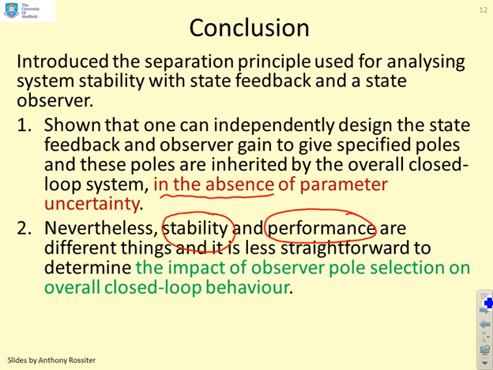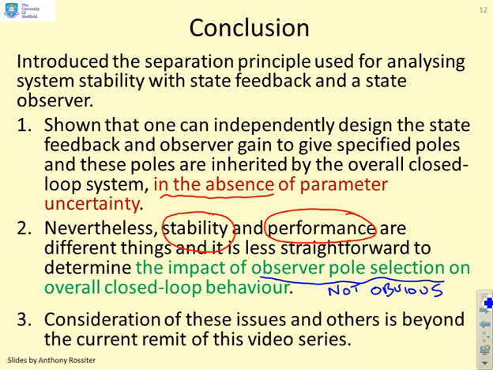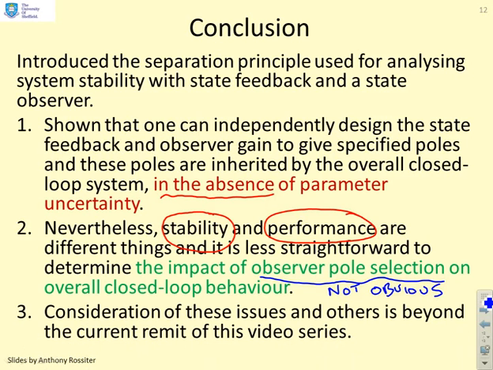And the impact of observer pole selection on overall closed loop behaviour is not obvious. It's not immediately obvious how you go about designing these observer poles in order to have the least possible impact on closed-loop behaviour. Consideration of these issues, however, is beyond the immediate remit of this video series, and you're likely to want to look at things such as a Kalman filter.